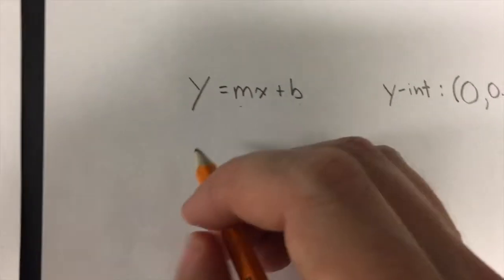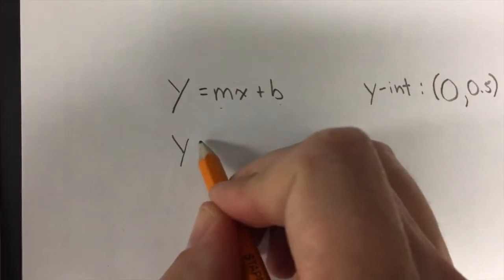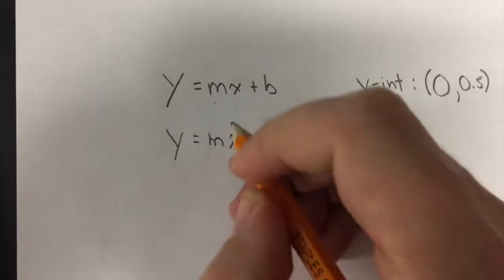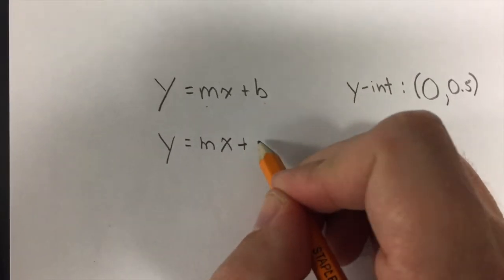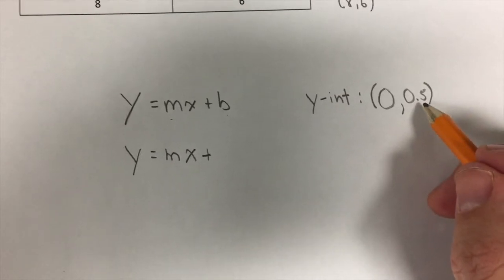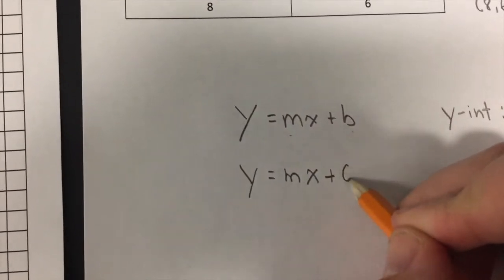In terms of my equation, well, I keep my y there. I'm going to keep m there for right now. I haven't figured out the slope yet, but I do know what the b value is. The b value is this number, wherever it crosses the y-axis. And again, it crosses my y-axis right at 0.5. So I'm going to put that in there right there.